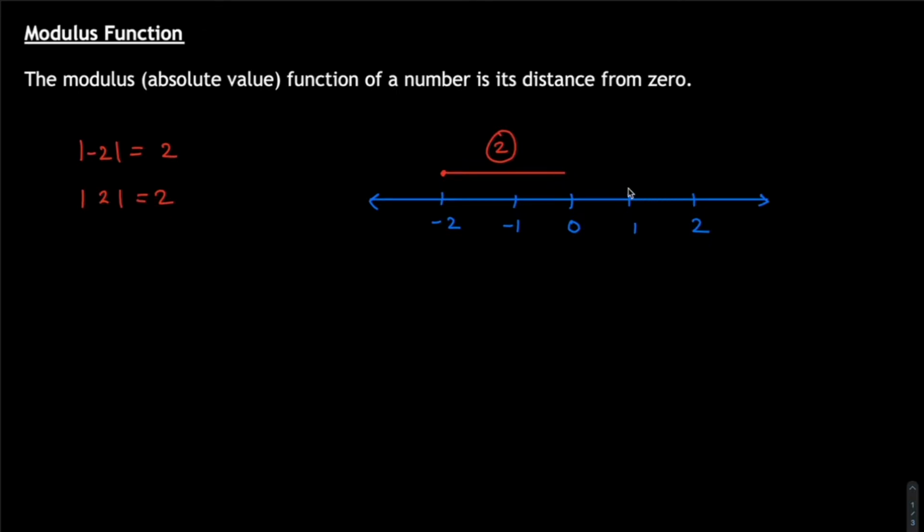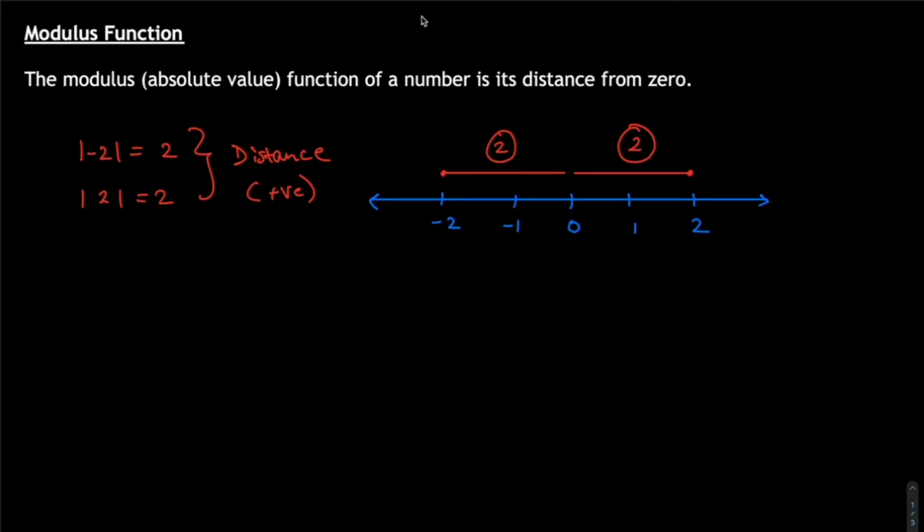Similarly, what is the distance between 0 and +2? It's also 2 units, this way. So this is also 2. Essentially, modulus is like distance, and distance is always positive. So you can always say that the modulus of any integer, positive or negative, is always positive.